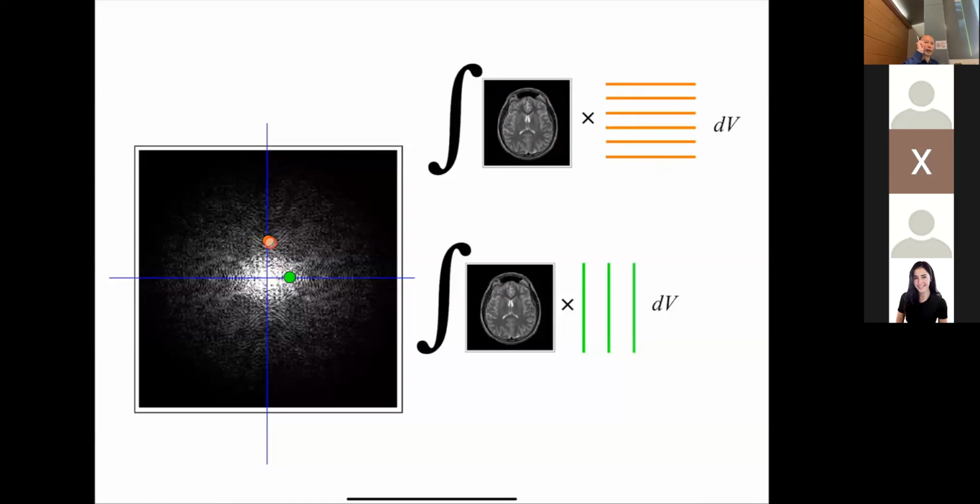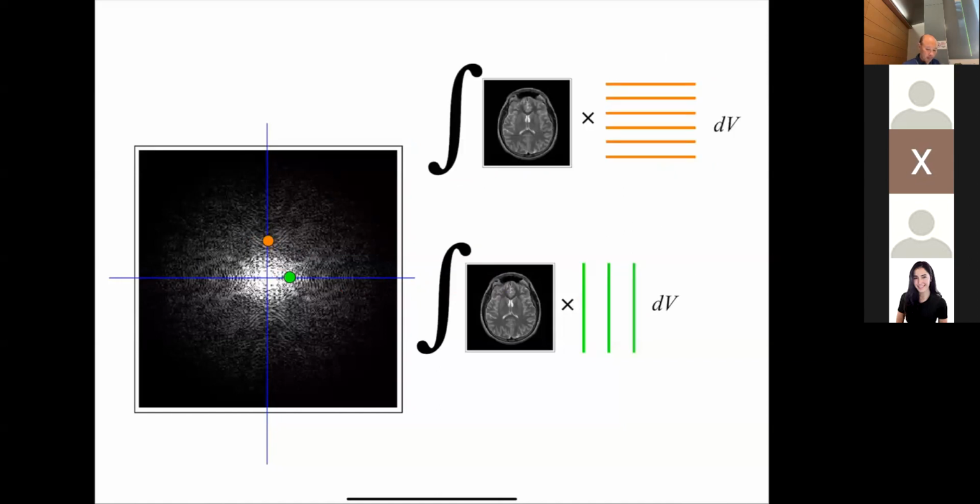So MR is like, instead of going projection by projection, you're going point by point in k-space. Now you can make MR look like CT, which we might talk about in the future, but for now, the most basic concept is you're essentially sampling k-space.